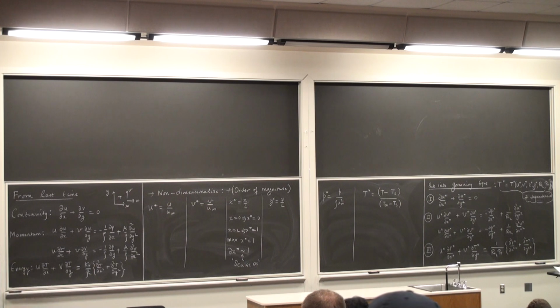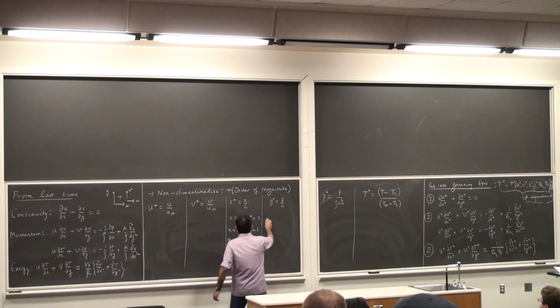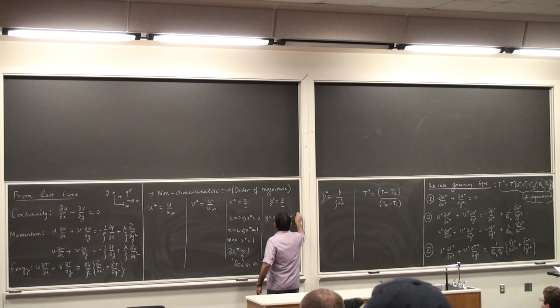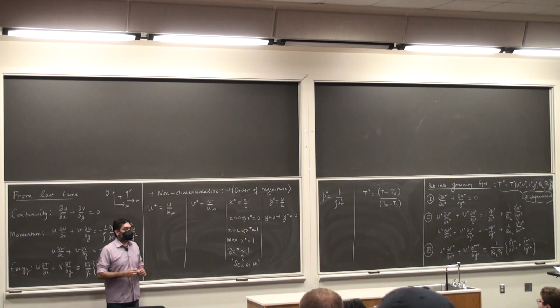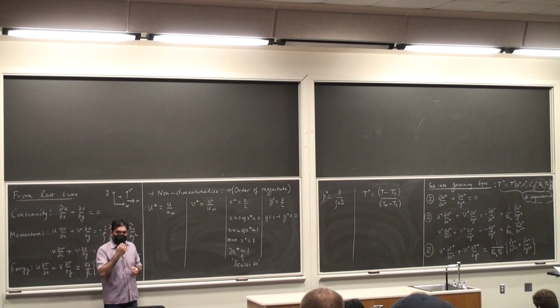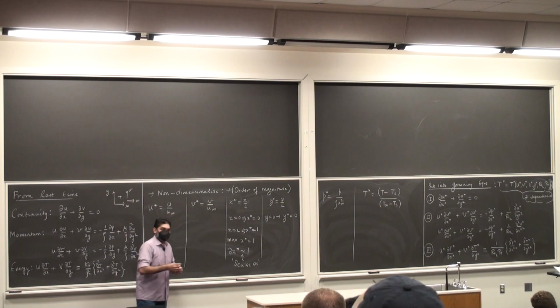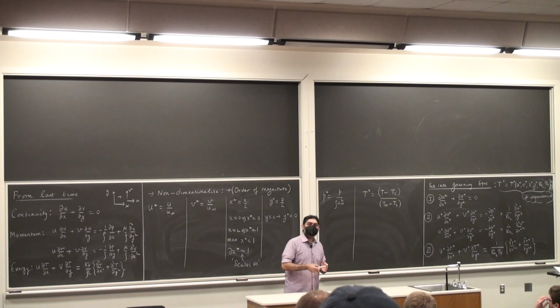What do you know about y star? Obviously when y is 0, y star is 0. What's the maximum value of y within the boundary layer? It's the boundary layer thickness. So when the value of y is equal to the boundary layer thickness, I have something nice going on.